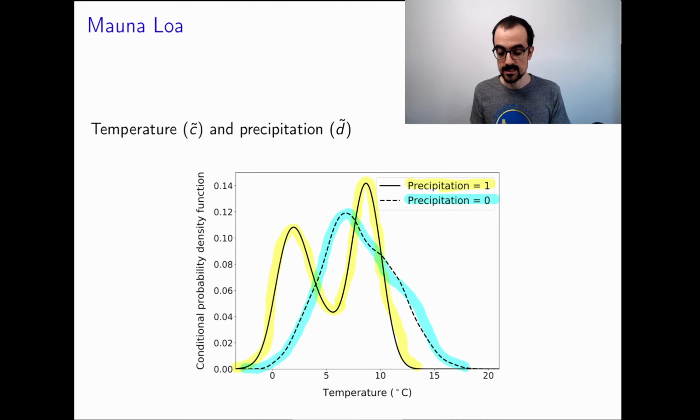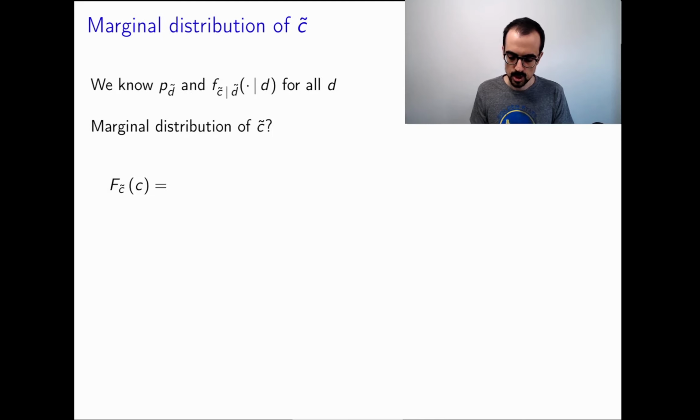Anyway, this gives us the conditional densities of this continuous quantity, which is temperature, given precipitation, which can be either 1 or 0. There's precipitation or there's no precipitation. And this was data for 2015. Now imagine that we have the conditional PDF of the continuous random variable given the discrete random variable for each possible value of the discrete random variable. How do we compute the marginal distribution of the continuous random variable?